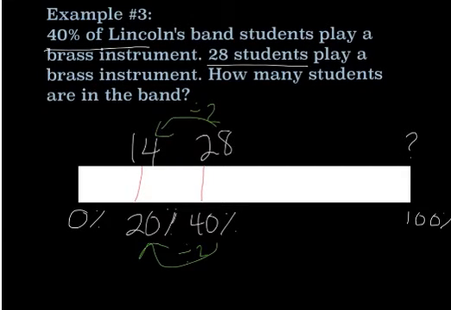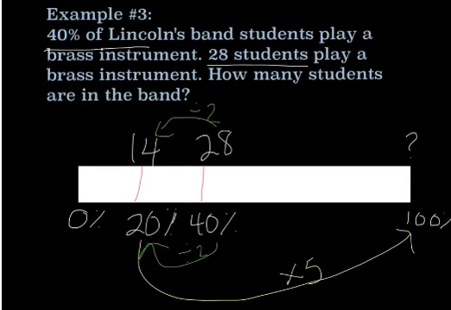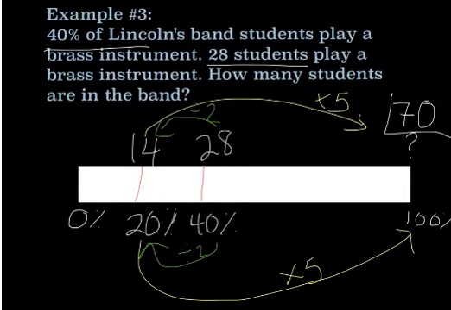Now thinking at 20%, in order to get 100%, you need 20% times 5. The same applies to 14. If you want to get the total number of students, you will have to take 14, which is equivalent to 20%, and you multiply by 5, you get 70. That is the answer. So there are actually 70 students in the band.